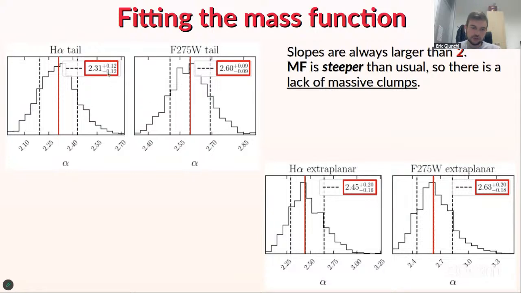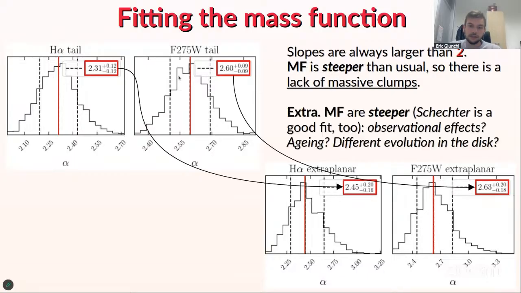It's also interesting to see that the UV mass function is steeper than the H alpha one, and this could be caused by the aging of the clumps. The clumps in UV can also be older, so they have time to evolve, to get disrupted, to merge together, etc. And this can change, of course, the shape of the mass function. But also we can see that in the extraplanar region, the slope tends to be slightly larger. They're still consistent with each other, but there is this tendency.